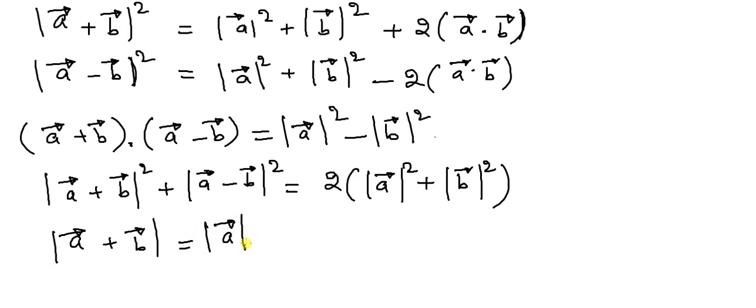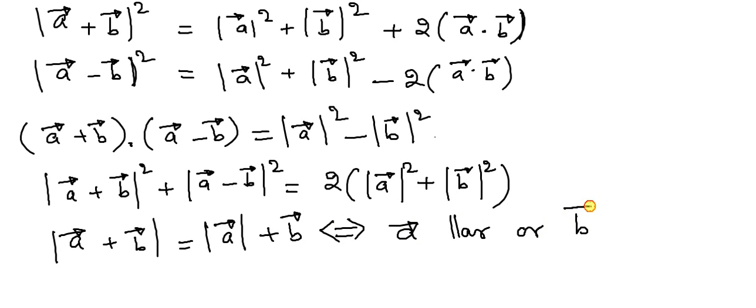Okay. Next point is a vector plus b vector whole modulus is equal to a vector plus b vector. If suppose this is given to you, then this will imply what? Can you guess? This will imply that a vector is either parallel or anti-parallel, of course, to b vector. But if this condition is followed, that means it is parallel.